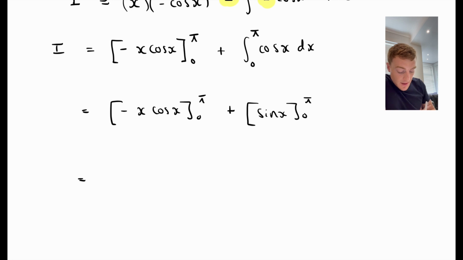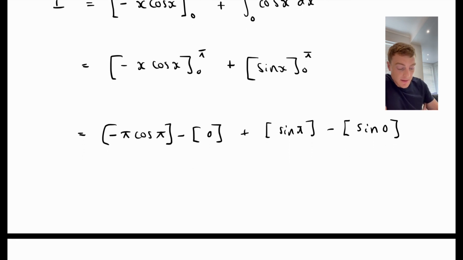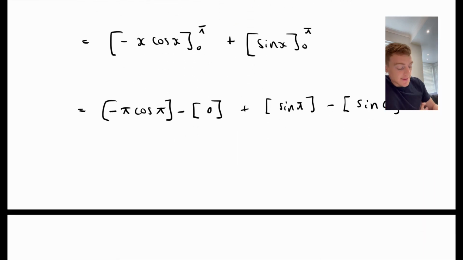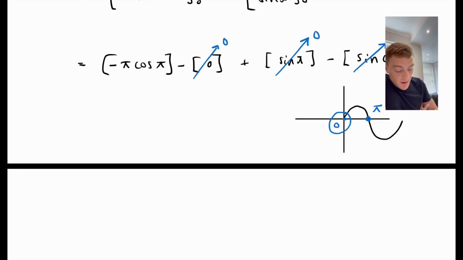So if we evaluate these limits, we get minus pi cos pi minus, well, if x is 0, then the whole bracket will become 0, plus sine pi, take away again, well, this time it's going to be sine 0. Okay, so we've just replaced the x's with our limits. Now you could put this straight into your calculator, but instead let's just draw some graphs to understand why we get the answers we do. So let's draw sine x first of all. So we can see that at pi, sine pi is 0. So that bracket becomes 0. We can also see that sine 0 is 0. So that's nice. That also becomes 0. That's clearly 0. So now we've only got to worry about the cos pi.